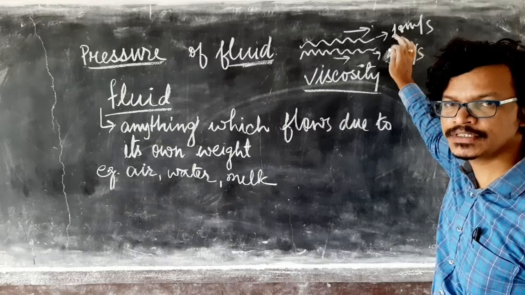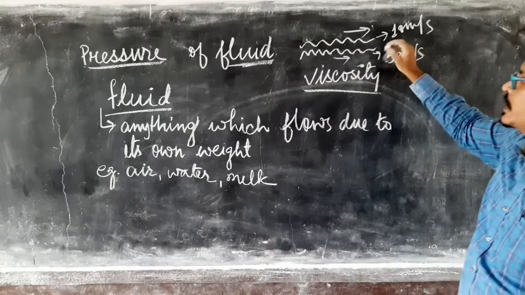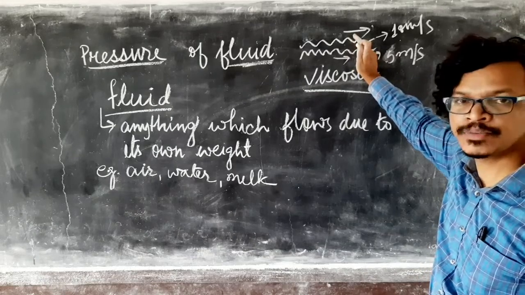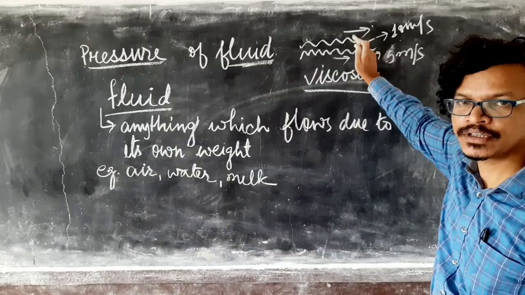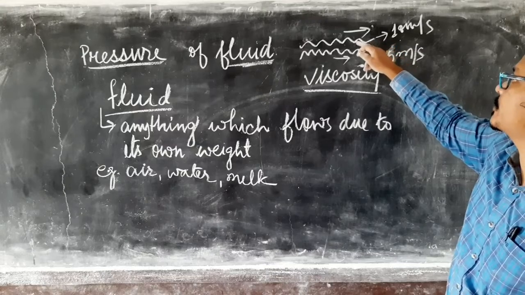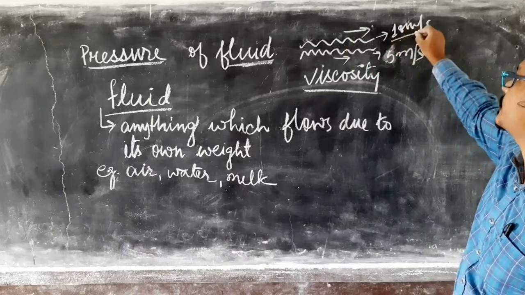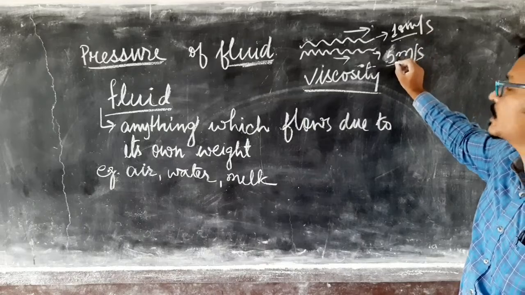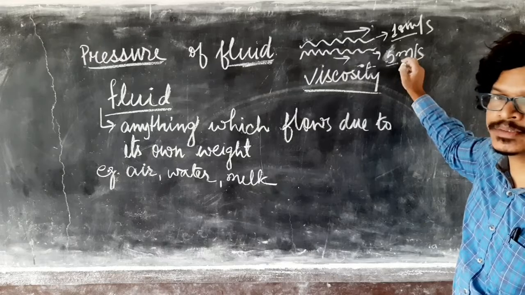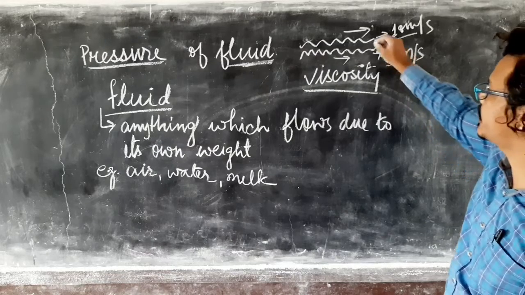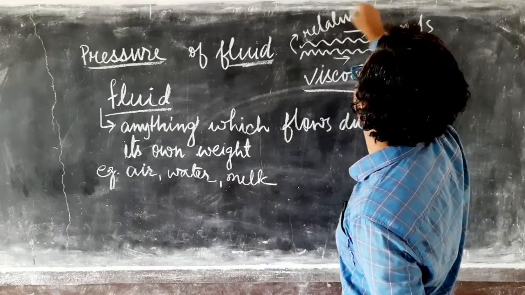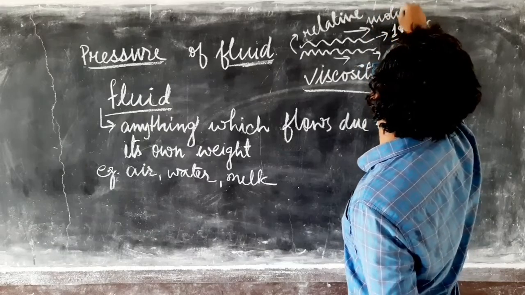What does relative motion mean? If you sit on one of these layers, then you will observe that the other one is moving. That is relative motion. If the upper layer is moving with 10 meters per second and the lower layer is moving with 5 meters per second, then the relative speed between these two is 5 meters per second. So there is a relative motion between these two layers.